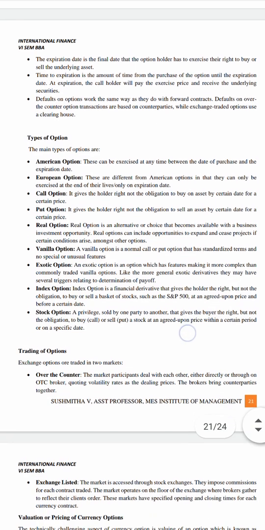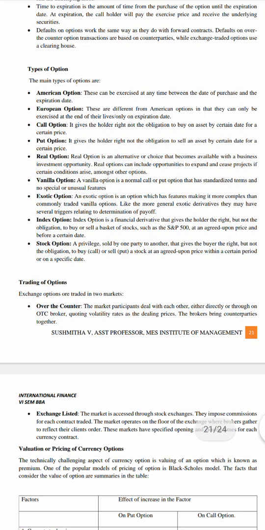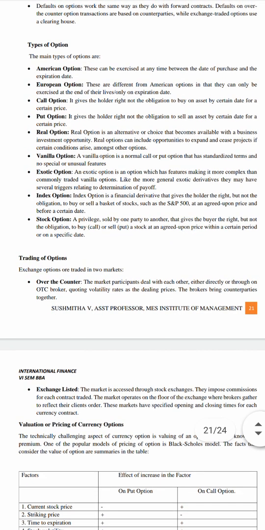And the types of option: you have the American option, very important from a 2-marks point of view. An American option can be exercised at any time, so any time between the date of purchase and the expiration date. So it has got flexibility. For example, I have purchased an American option which has to be exercised on January 1st, 2021. But I don't want to exercise on January 1st, 2021. I want to do it even before the maturity date, which means I have the right to execute that option even before its maturity date. So that flexibility is given for an American option.